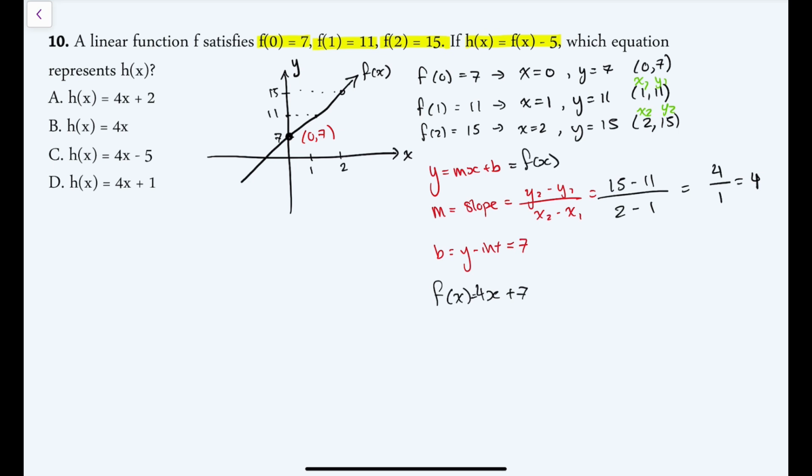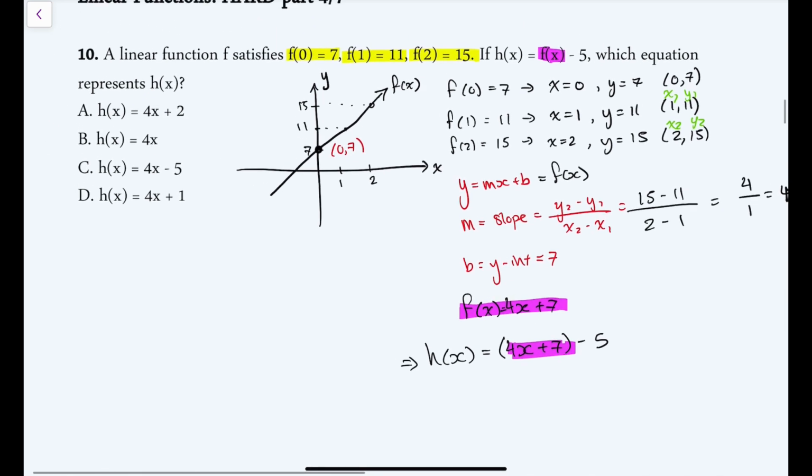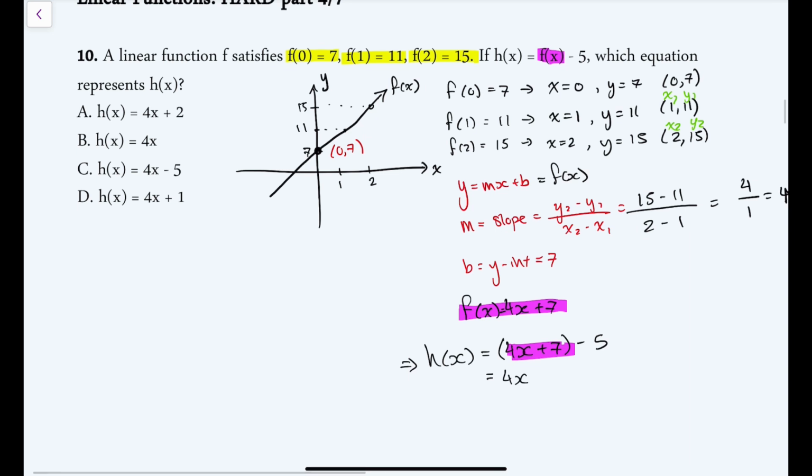Okay, now what? Well, we still need to figure out what h of x is. And they told us that h of x looks like this, right? So then h of x is equal to 4x plus 7 minus 5. This is from here. We plug in f of x because that's what they tell us to do. So we now subtract 5 from that. 4x plus 7 minus 5 is plus 2. Therefore, h of x is equal to 4x plus 2. A.